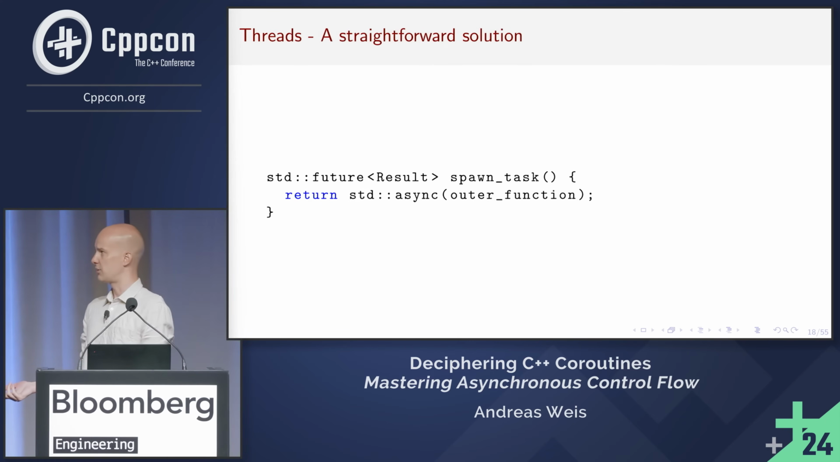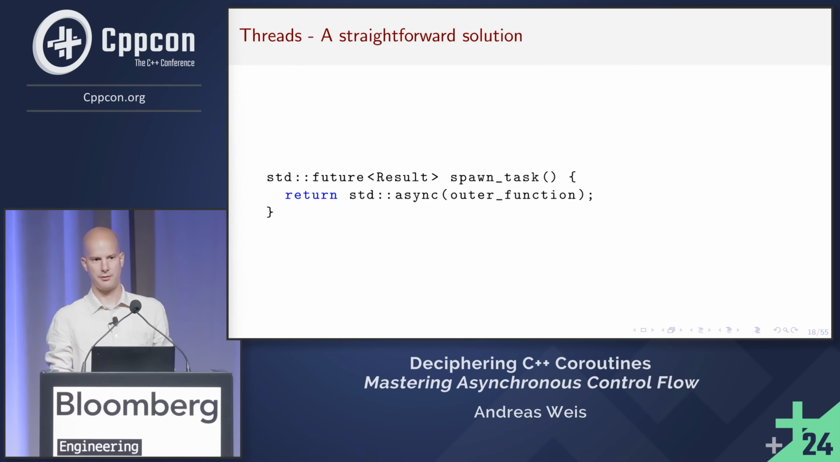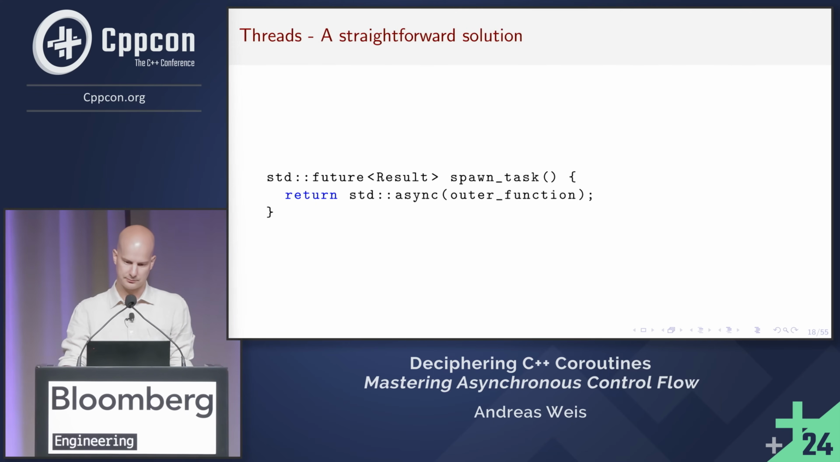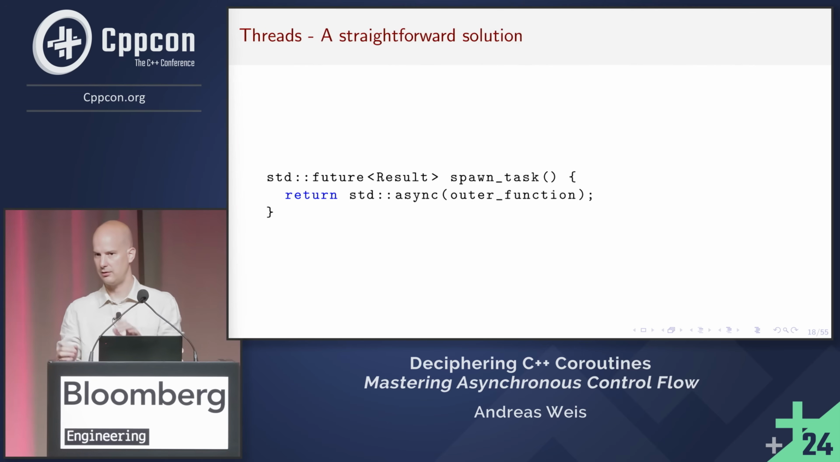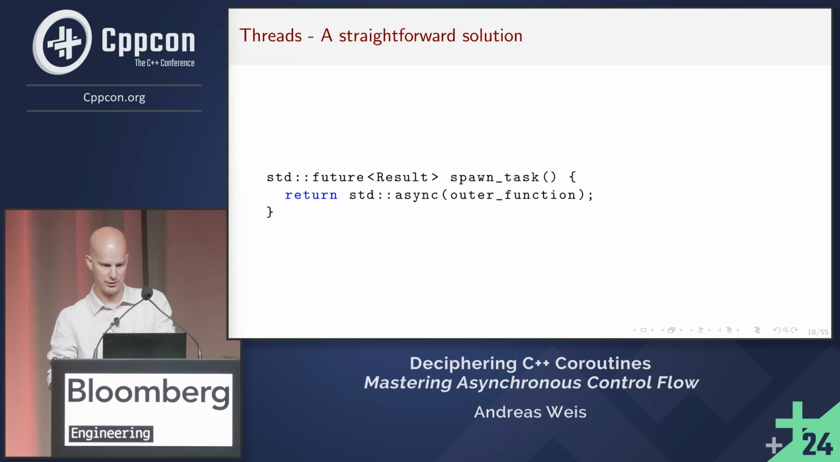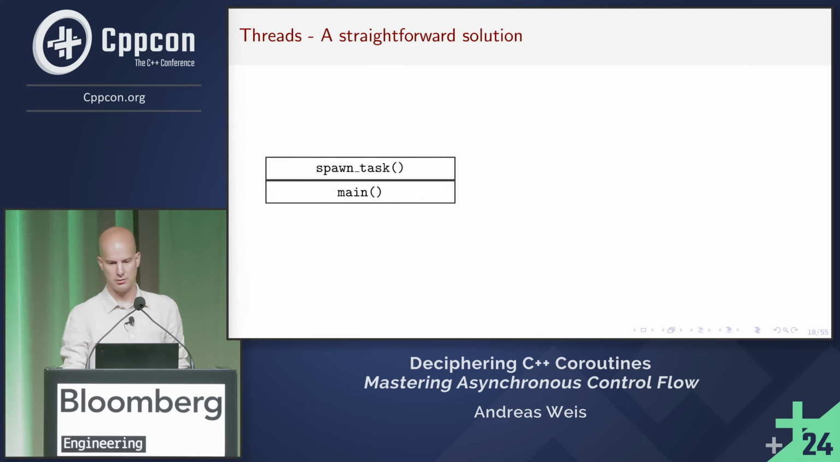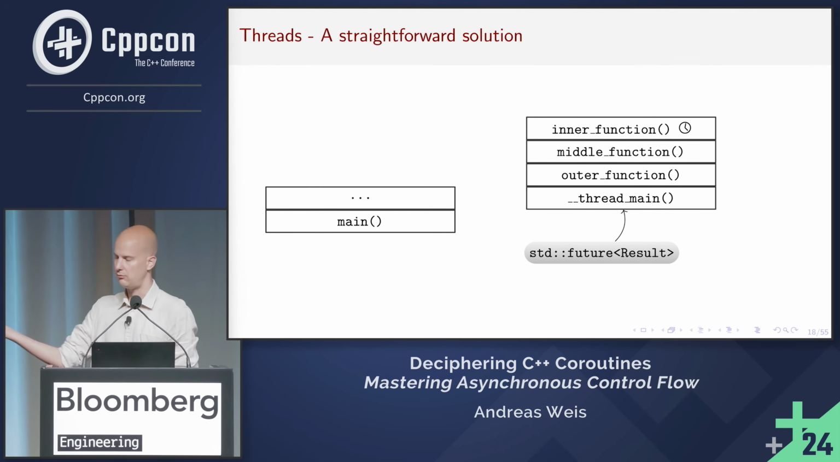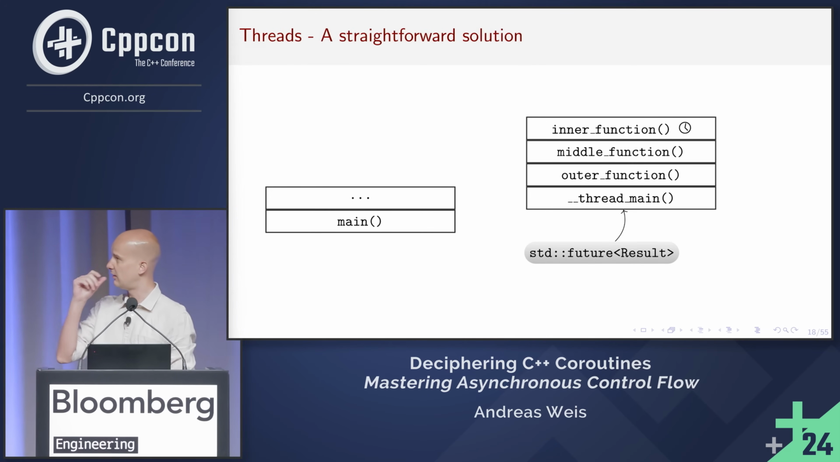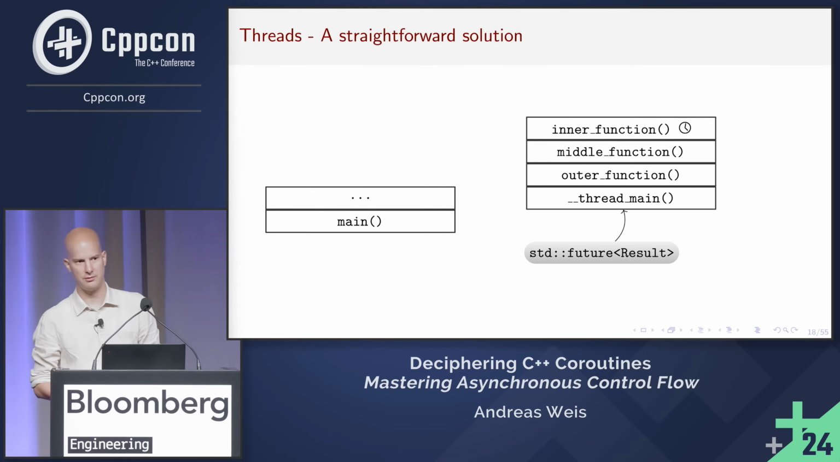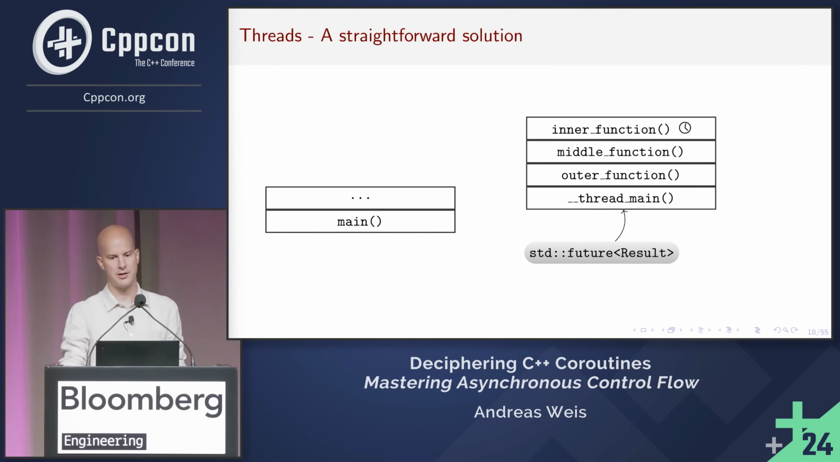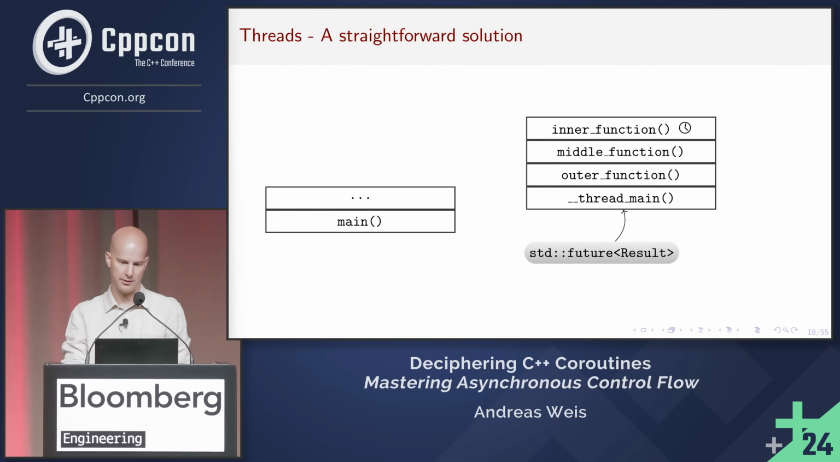One straightforward solution to this is you just spawn a thread. You could use async, or you could roll your own mechanism using jthread and futures. When you call spawn task, it will spawn a new thread. While the inner function is waiting, it's just blocking that one thread, but the main thread can do other useful stuff in the meantime.